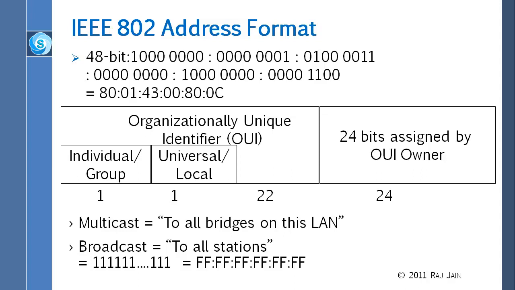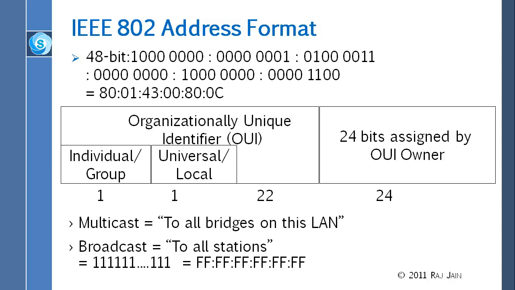The first bit is for individual or group. If it is 1, that means it is a multicast address, and those are assigned by IEEE. For example, if you want to send a message to all the bridges, there is a particular multicast address. To all routers, there is a multicast address. To all DHCP servers, there is a multicast address. So there are multicast addresses for many different functions, and they will all have the first bit equal to 1.